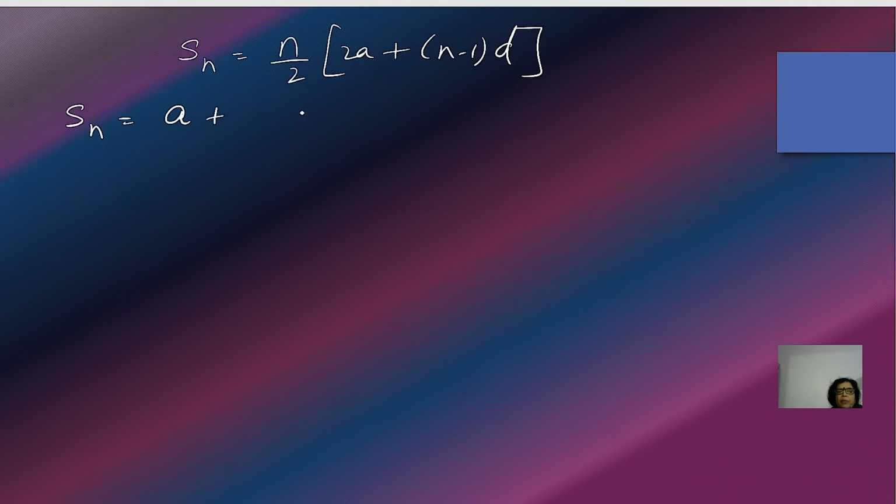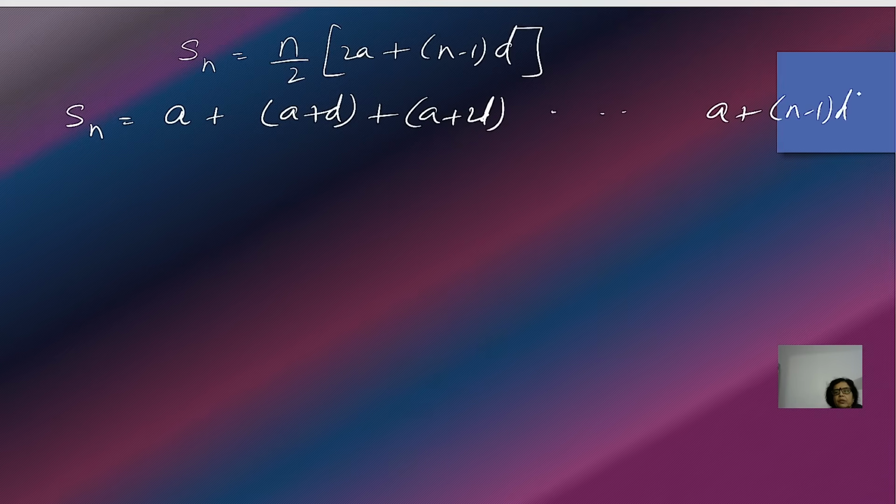Supposing we take Sn is equal to the first one, n by 2, 2a plus n minus 1 into d. Now this summation of n terms can be written using the general term formula as a. The second term will be a plus d. The third term will be a plus 2d. And the nth term will be a plus n minus 1 into d.